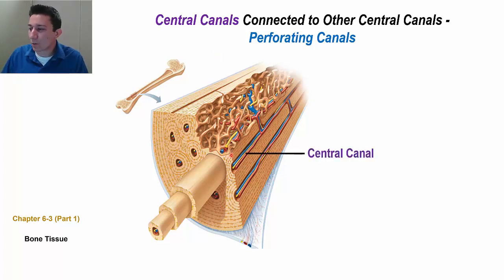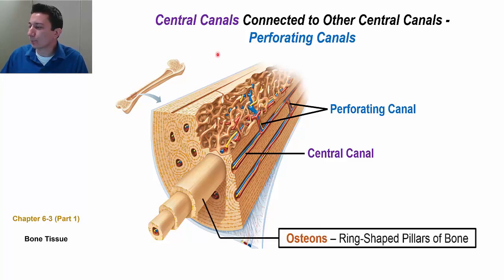So again, we've got the central canals forming these vertical passageways through our compact bone in the very superficial layers of our bone of interest. And then you have these perforating canals that are horizontally connecting them so that blood vessels and nerves can easily wind their way and make their way to all parts of that bony tissue.